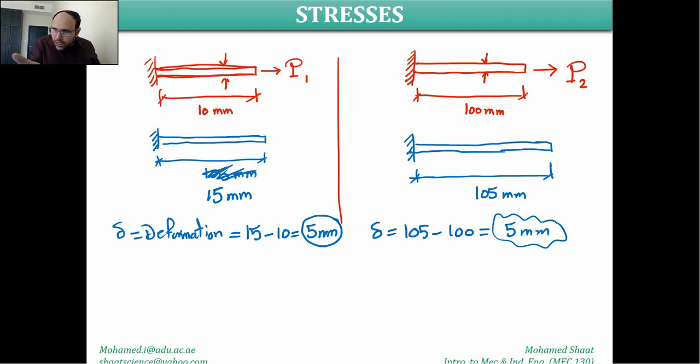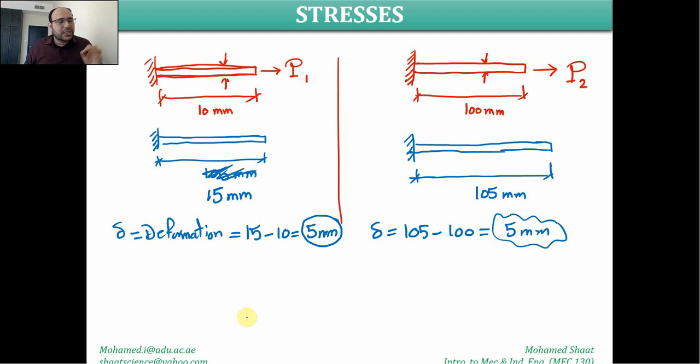Why? Because in this case, we are getting the same deformation. So according to the deformation, both are affected by the force the same way. But this is not true. In truth, this short bar is the one that should be fractured first. Why? Because 5 millimeters with respect to 10 millimeters is a big deal, but 5 millimeters with respect to 100 is not a big deal. It means that this one is affected more than the other one.